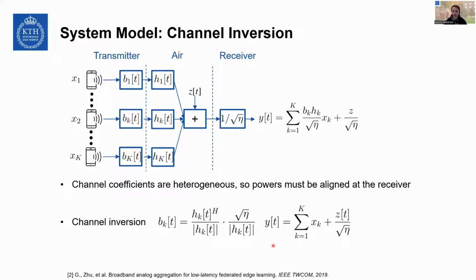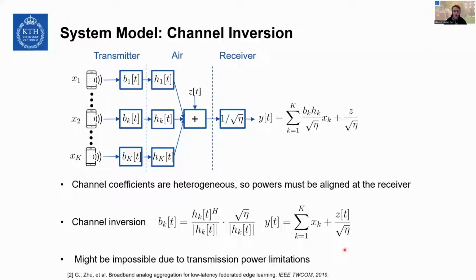And note that this would be an unbiased estimate of our desired function because we assume that the noise is additive white Gaussian noise and therefore zero mean. However, in practice, it's unfortunately often impossible to implement this scheme due to transmission power limitations.